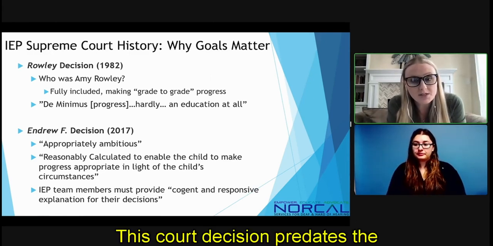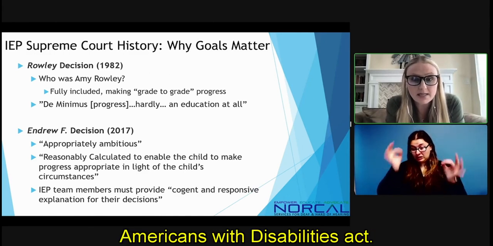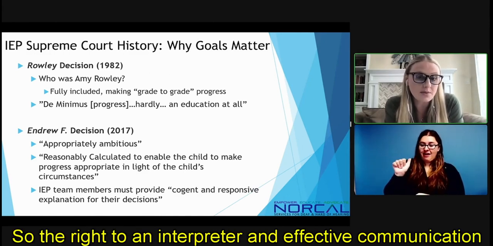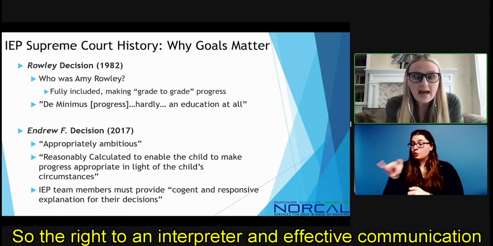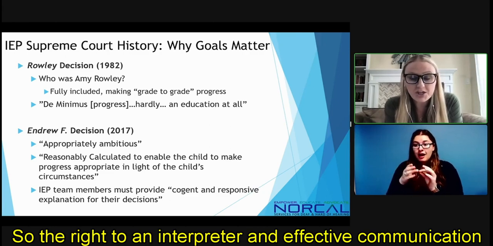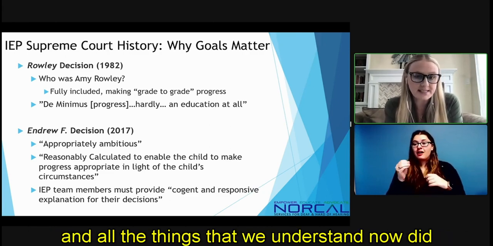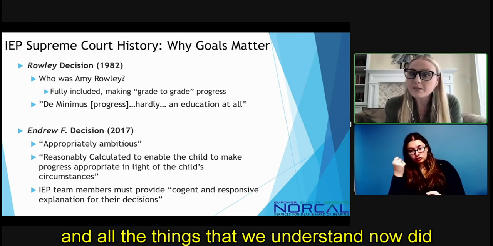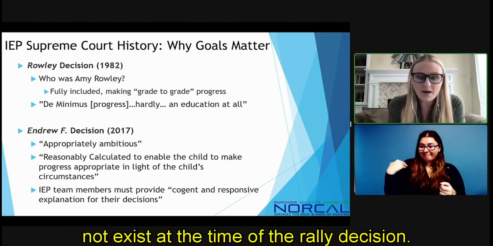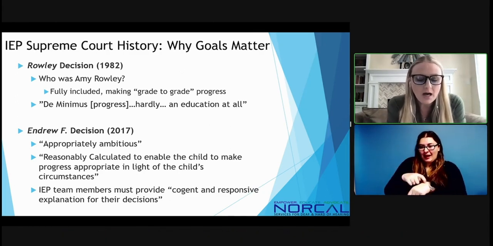This court decision predates the Americans with Disabilities Act. So the right to an interpreter and effective communication and all the things that we understand now did not exist at the time of the Rowley decision.